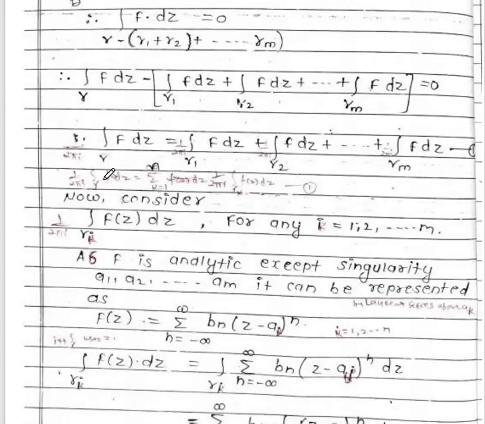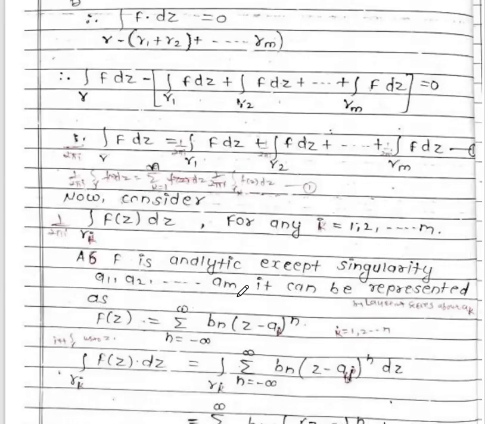So the integral over curve gamma of f dz equals the integral over curve gamma 1 of f dz, plus gamma 2, and so on up to gamma m of f dz. Let us consider this as equation number 1. Now consider the integral over gamma k of f of z dz for any k equal to 1 to m.